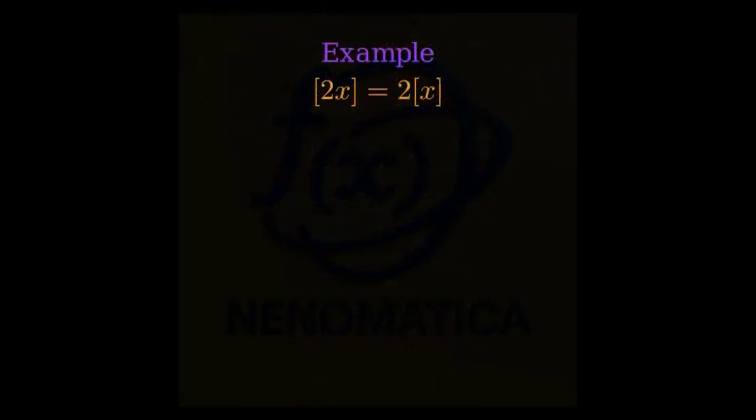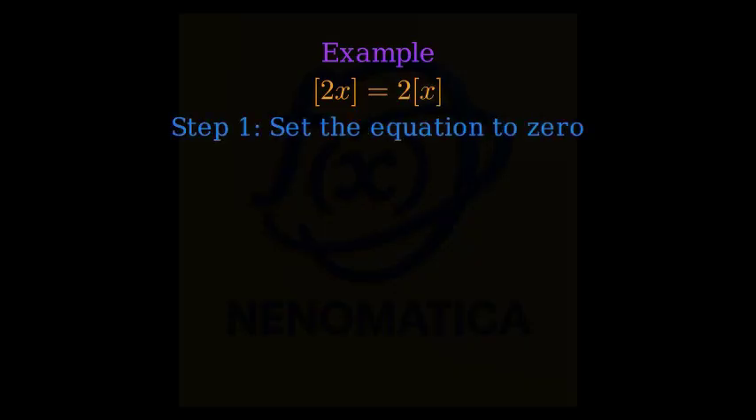In this lesson, we will solve the floor equation floor of 2x equals 2 times floor of x. We will follow the specific 4-step algorithm exactly as written. Step 1. Set the equation to 0 by moving all terms to one side. We get floor of 2x minus 2 times floor of x equals 0.